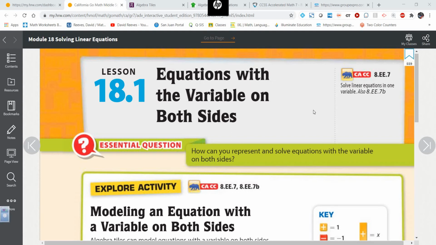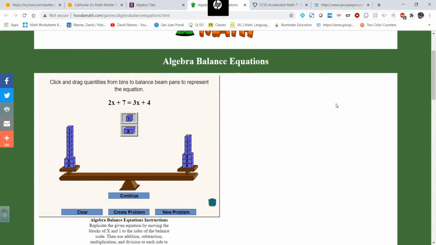All right, so we have been solving, well, first we solved one-step equations, then we solved two-step equations, and now we're going to solve equations that have variables on both sides. So I'd like to start off with a few visual examples. And one way we can look at solving an equation with a variable on both sides is using a balance.